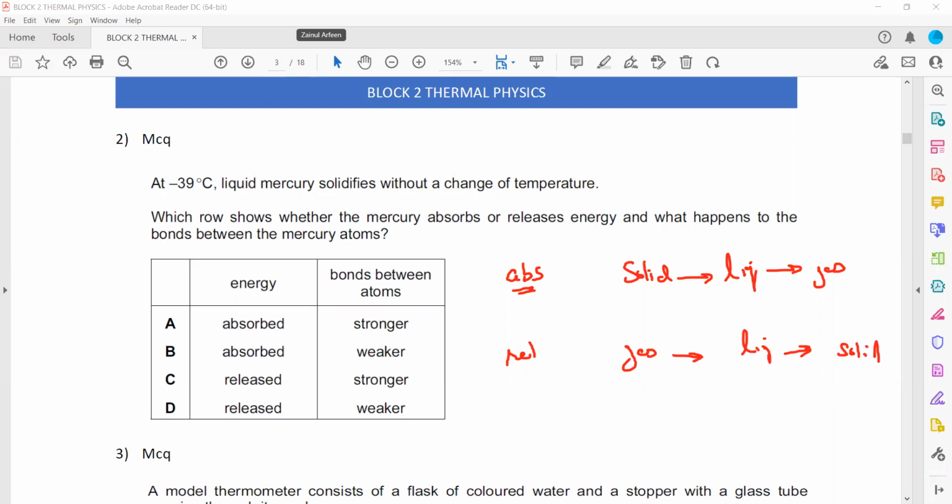So in this question, the liquid mercury solidified, so a liquid is turning into a solid. When liquid changes into solid, the energy must be released. So either C or D can be the answer. Then, because the liquid changed to solid, the solid will have stronger bonds compared to the liquid. So what happened to the bond between the atoms? They will get stronger. So C is the right answer for this.